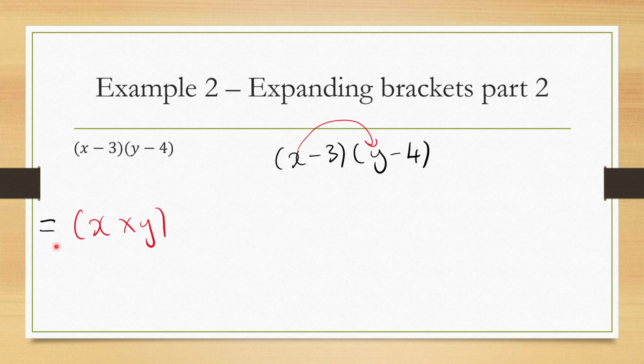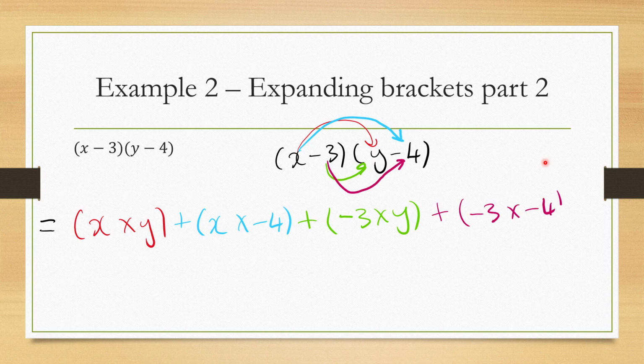Write that down here. And then we're going to move to the next term of the second set of brackets, which is x multiplied by minus 4. Now we've finished all the terms in the second set of brackets by multiplying it with the first term of the first set of brackets. Now we're going to move on to the second term of the second set of brackets, which is going to be minus 3x multiplied by y. And then we're going to move forward, which is minus 3x multiplied by minus 4.